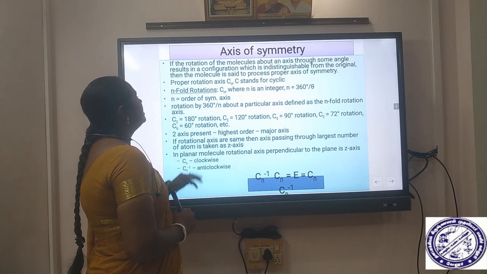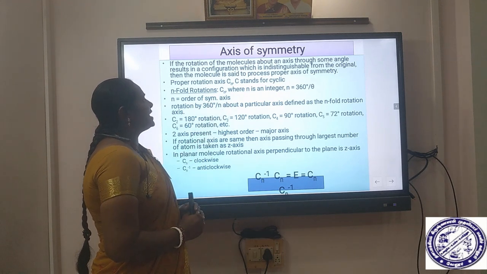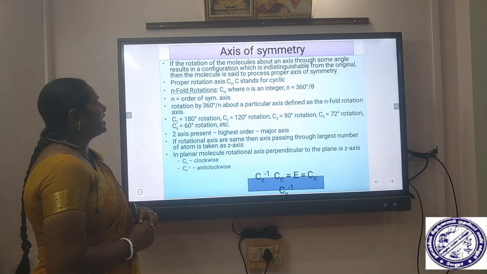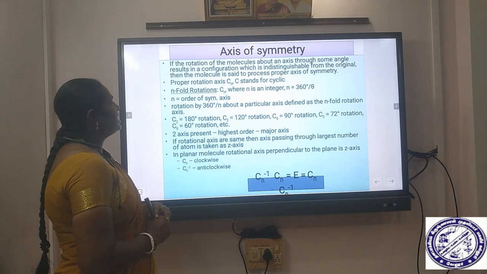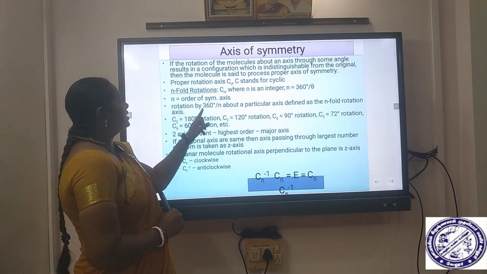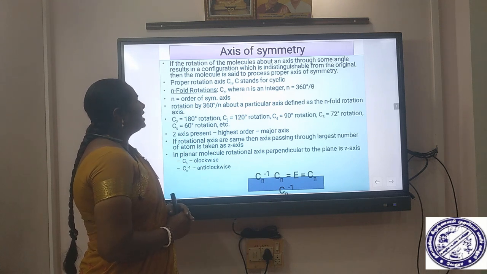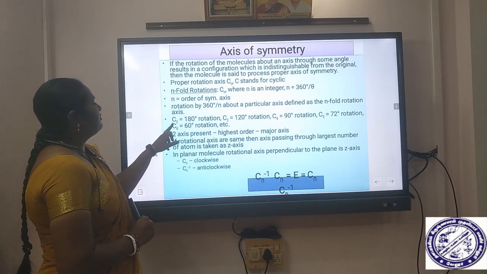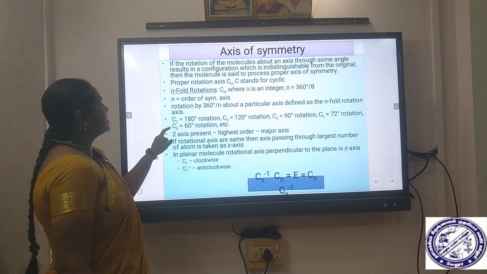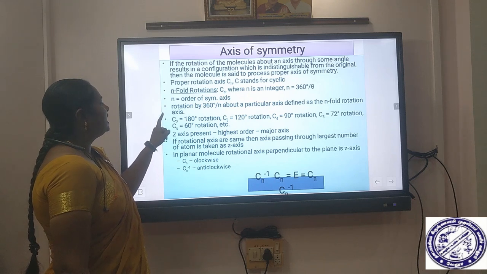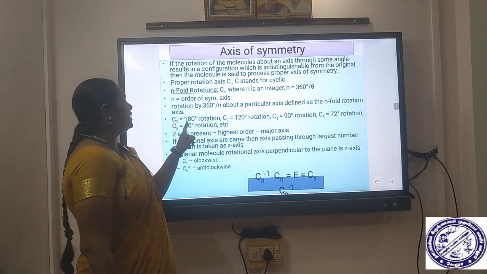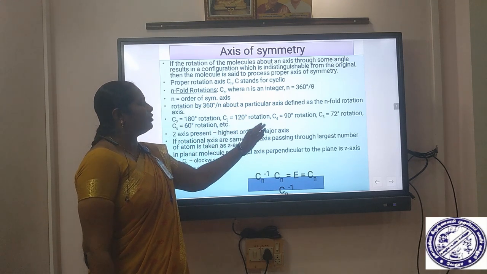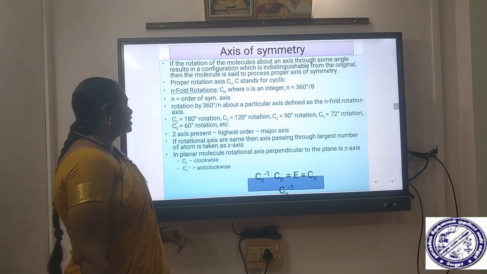The proper axis of rotation is Cn, where C stands for cyclic and n stands for the order of the symmetry axis. How can we find the order? By doing 360 degrees divided by n, we can find the n-fold of rotation. For example, if you get an indistinguishable structure 2 times, then it is called C2, so the rotation is 180 degrees. If it is 3 times, it is 120; 4 times, it is 90, and so on.